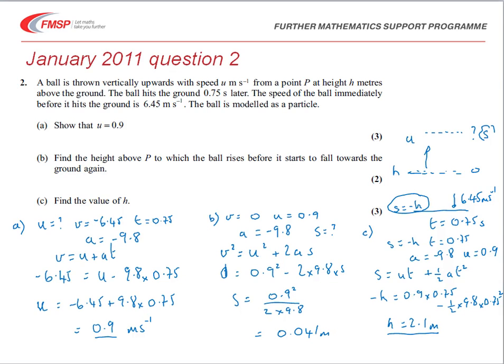The marking here is quite straightforward. 3 marks in the first part, firstly for a method M1 and accuracy for this first equation M1A1, and then a final A1 for the answer 0.9. Only 2 marks in the second part of the question, M1 for getting the equation, so actually using the values in the correct equation, and then A1 for the final answer. And likewise in the third part, M1 A1 for this equation, and then A1 for the 2.1.